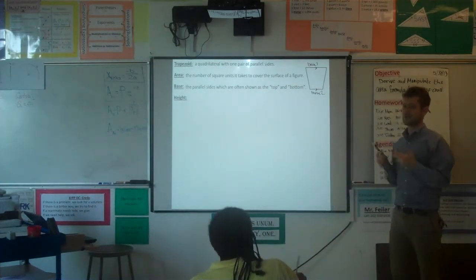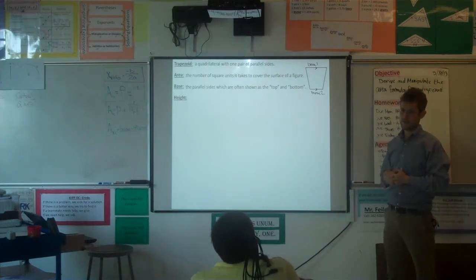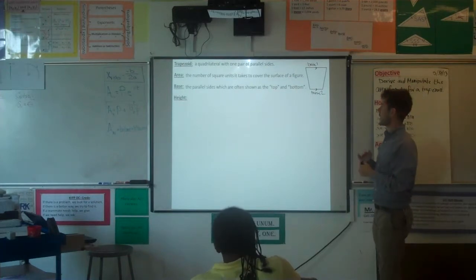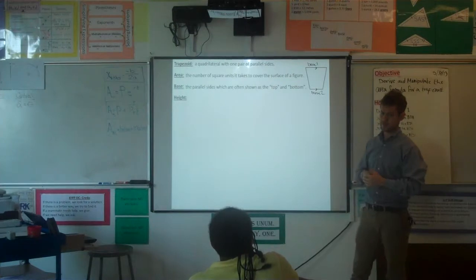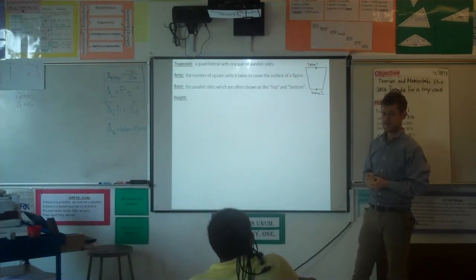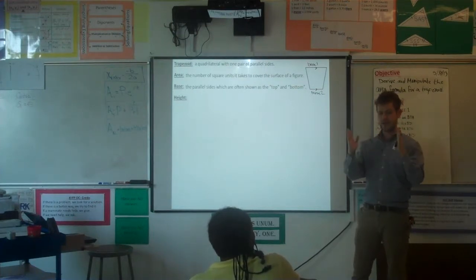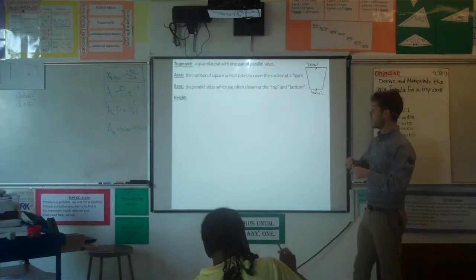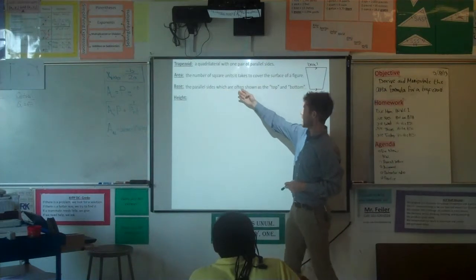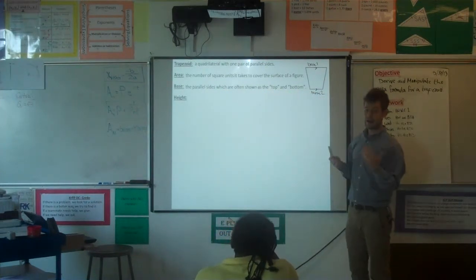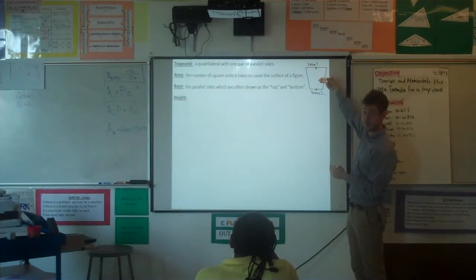Kira, what is meant by the height of a trapezoid? What is your prediction here? The length of the shape, okay. And in what direction do you think that length would be measured? If we're talking about the height, would it go from side to side, or would it go from top to bottom? Top to bottom, okay. So if the bases are these parallel sides, which are often shown as the top and the bottom, then the height is the distance between those bases, okay.